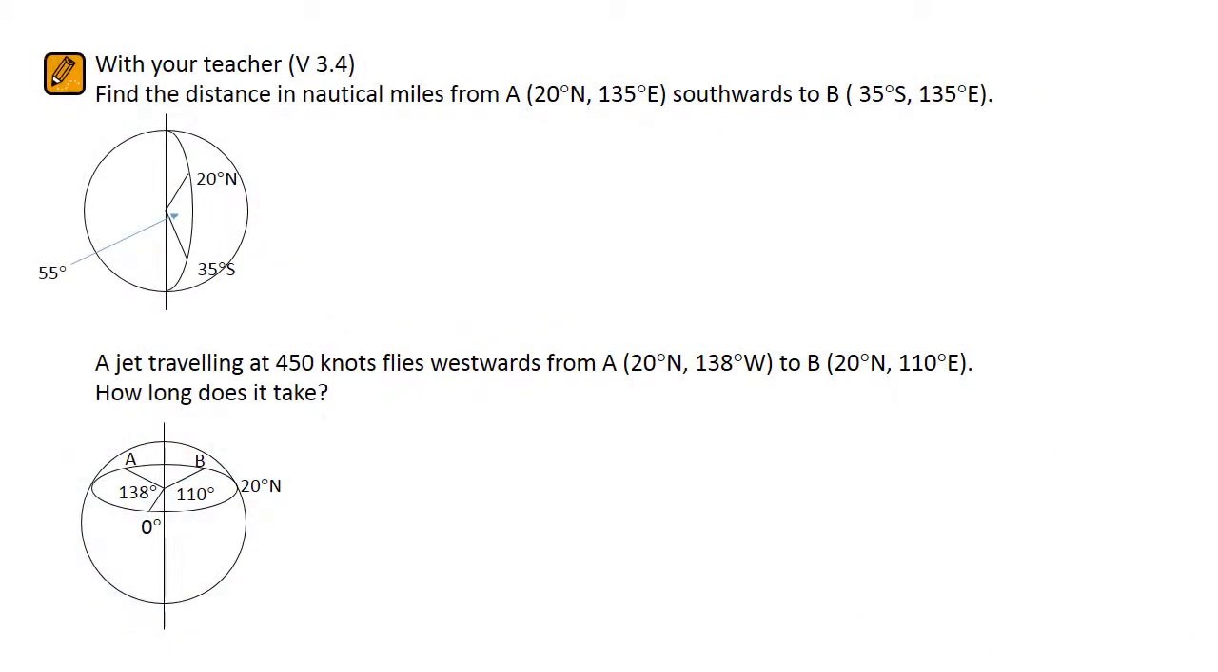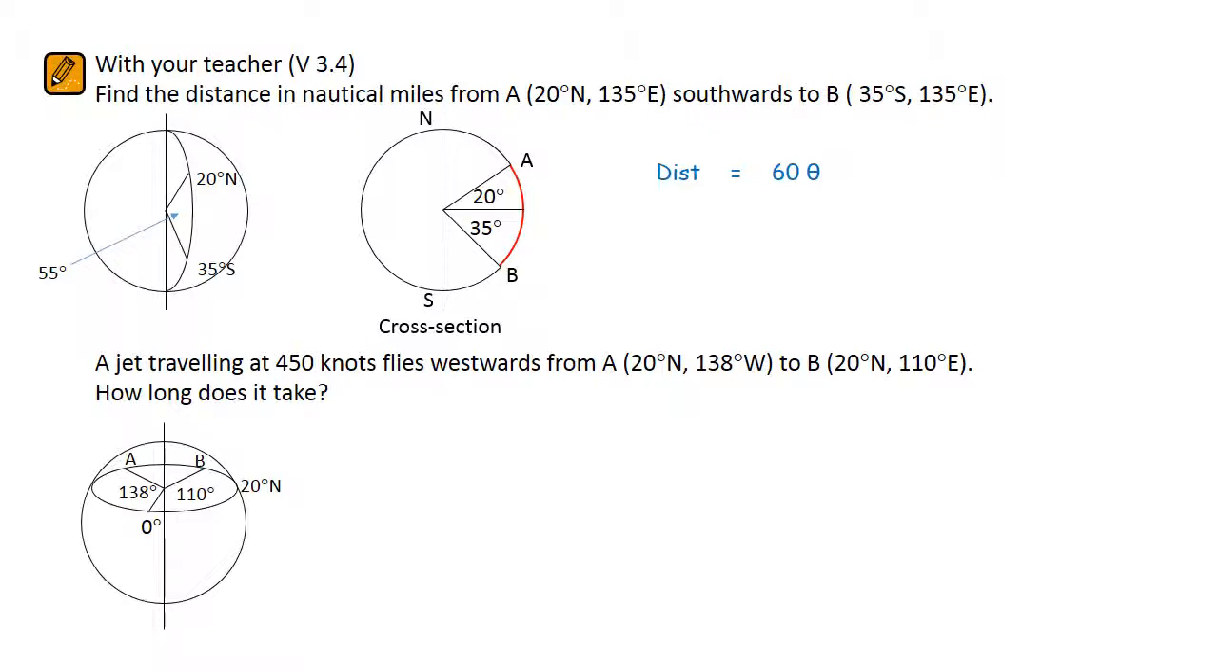The first of these examples asks us to find the distance in nautical miles between two places that are on the same longitude. For this type of example, a cross-sectional view of the Earth is best. One place is 20 degrees north and the other 35 degrees south of the equator. The formula for north-south travel in nautical miles is distance equals 60 theta. Theta is the angle subtended by the travel, and it's shown in red.